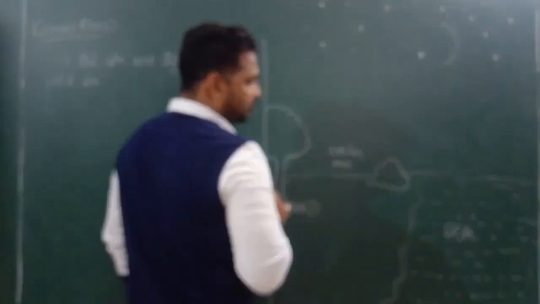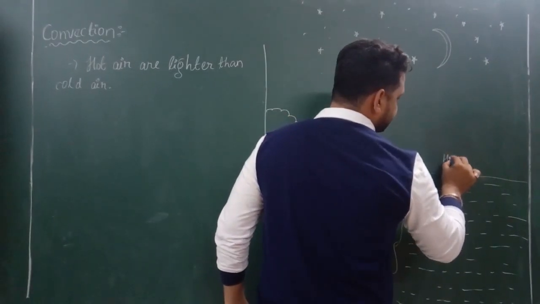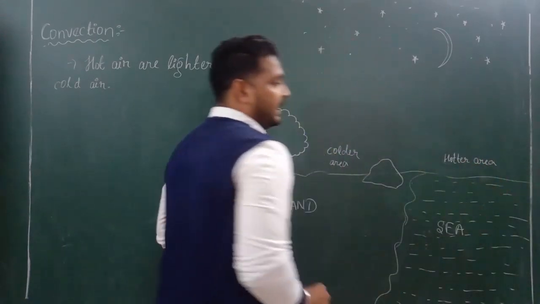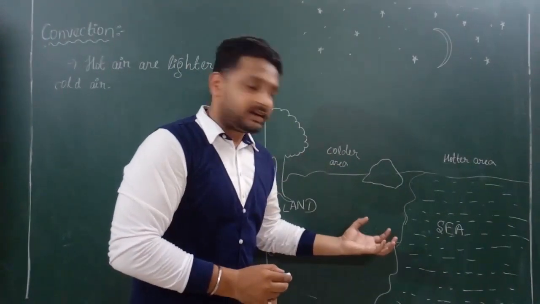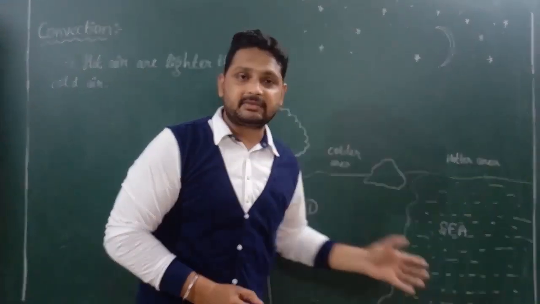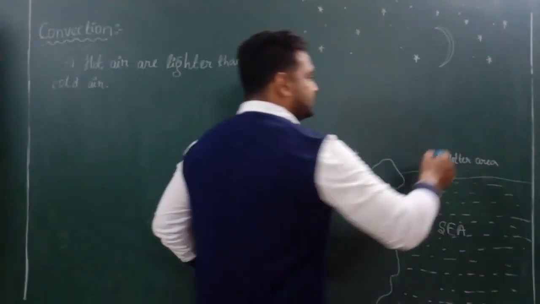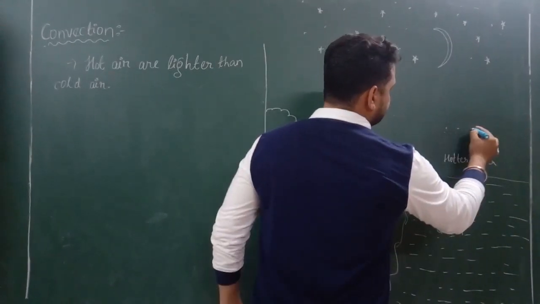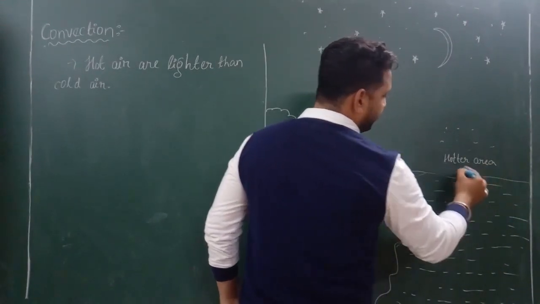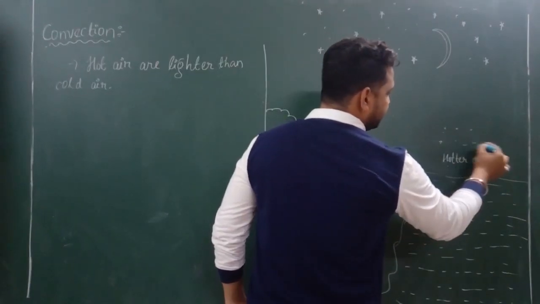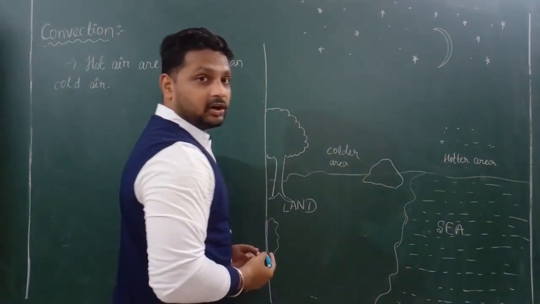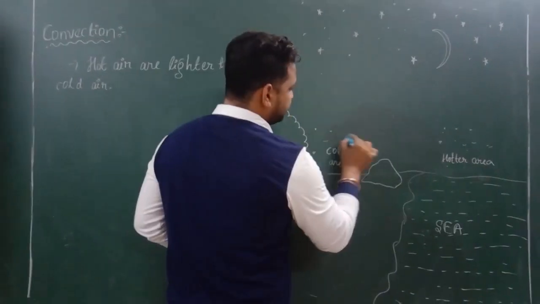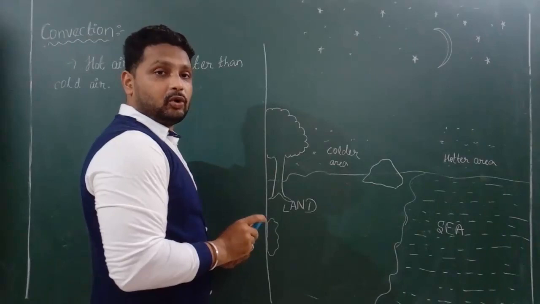Okay, land is the colder area, and sea is comparatively the hotter area. At night, land becomes cool much more quickly. So this becomes the colder area, and this becomes the hotter area. That means the air particles present above the sea are generally hot, so they become hot air, and the air particles near the land are cold.